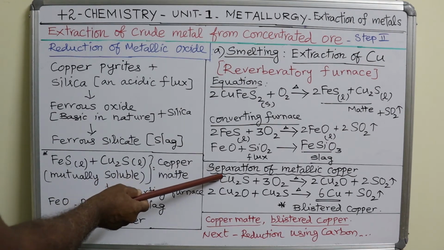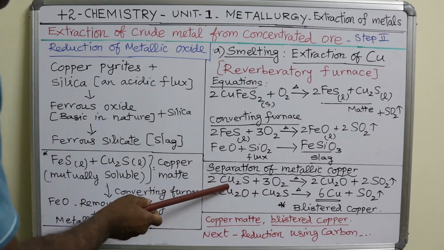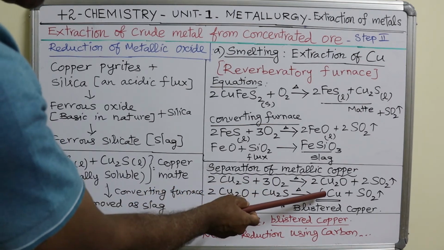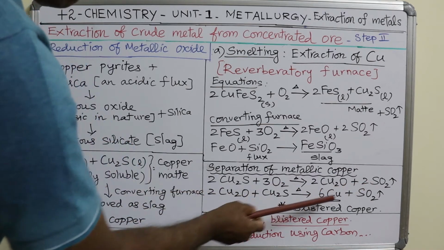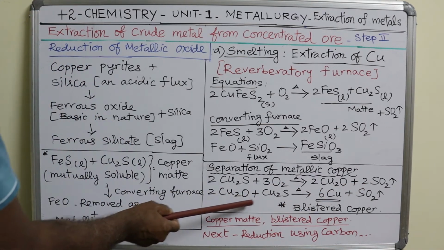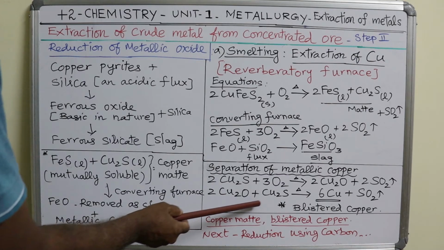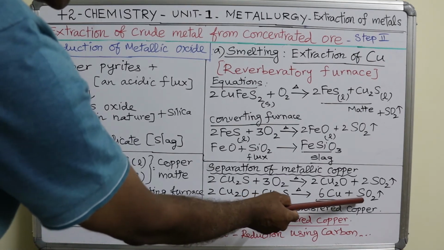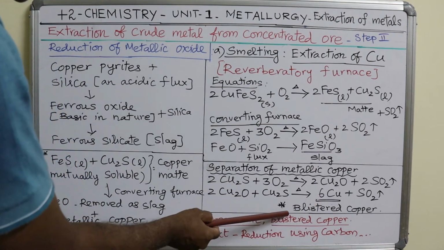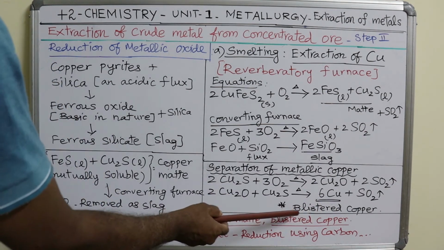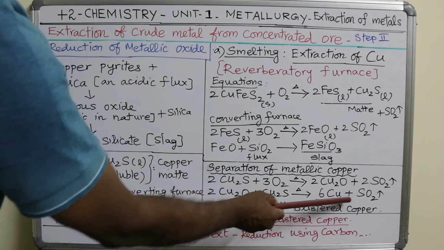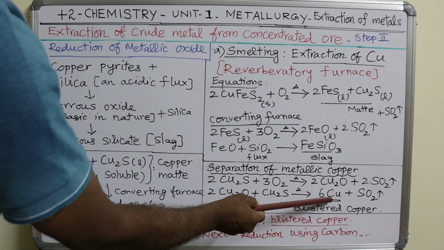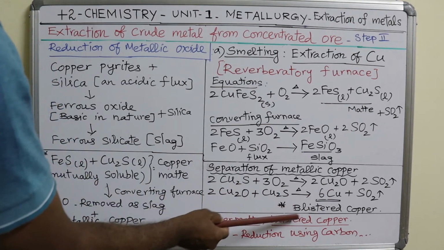So in the separation of metallic copper, the copper sulphide present in the matte reacts with oxygen and is converted into Cu2O, and sulfur dioxide is evolved. This Cu2O further reacts with the remaining copper sulphide present, and is converted into metallic copper, that is 6Cu plus SO2. This metallic copper obtained here is named blistered copper because the sulfur dioxide gas evolved in the process makes blisters on the surface of the metal. So this copper is named blistered copper.